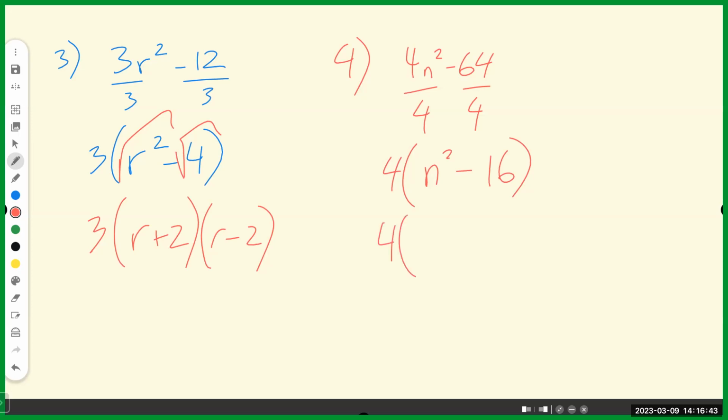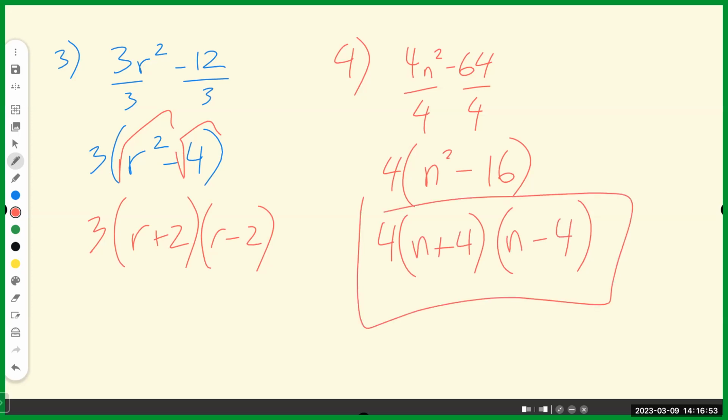There's that 4. I know one of them is going to be a plus, and one of them is going to be a minus. Yesenia is already saying an n, and an n, and a 4, and a 4. Bada bing, bada boom. Right? Bounce it, flip it, twist it. You want another one? I got 2 minutes.